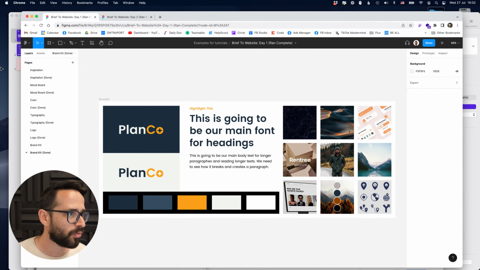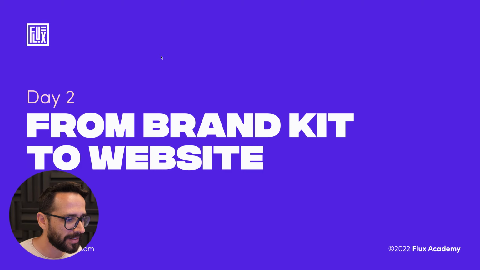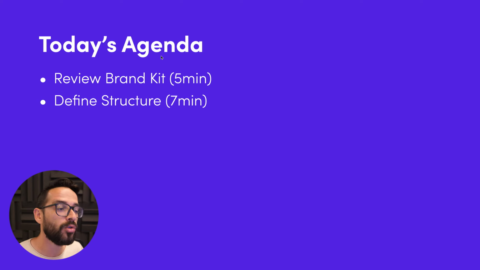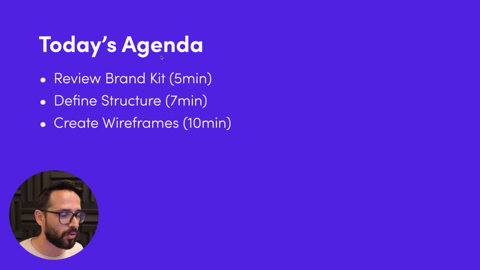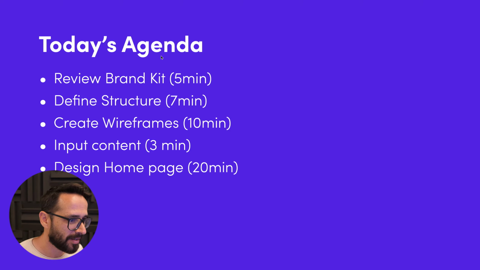Now, let me show you the agenda I have for today. Today we're going to turn that brand kit into a website. I'm going to try to keep my times like I did yesterday. We're going to review the brand kit. Actually, I think we just did this right now. We're going to define the structure. We're only going to tackle the homepage. I think that's what we can do in this short challenge. So we'll tackle the structure of the homepage, create wireframes, and put in the content. Then we'll spend the majority of our time on the design of the homepage, and we'll leave some time for Q&A like we did yesterday.